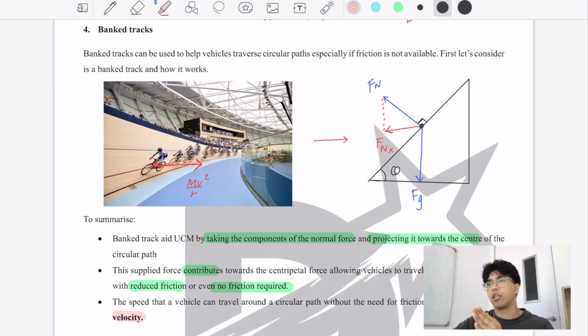And that's what we call the ideal speed. In other words, if I'm traveling fast enough around a circular path, I don't need to turn my wheels in order to make it around the circle. I can just focus all my energy on going in a straight line. That's what we're trying to calculate.